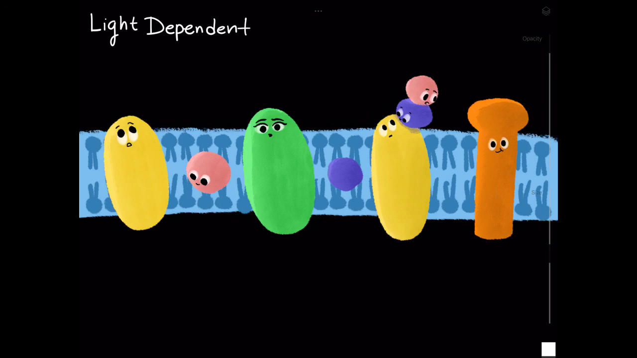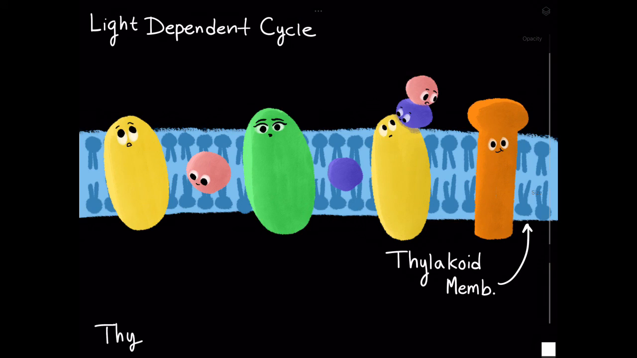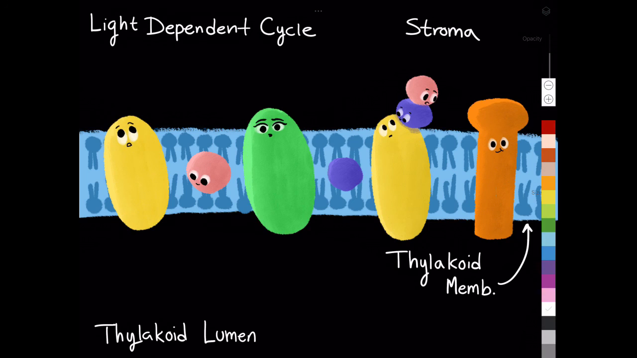the light-dependent cycle. This is going to happen in the thylakoid membrane. So we have our thylakoid membrane right here in blue. And that means that on the bottom here, we have our thylakoid lumen. So remember, your thylakoid lumen is the really, really proton-rich area. And then on the top, we have our proton-poor stroma.